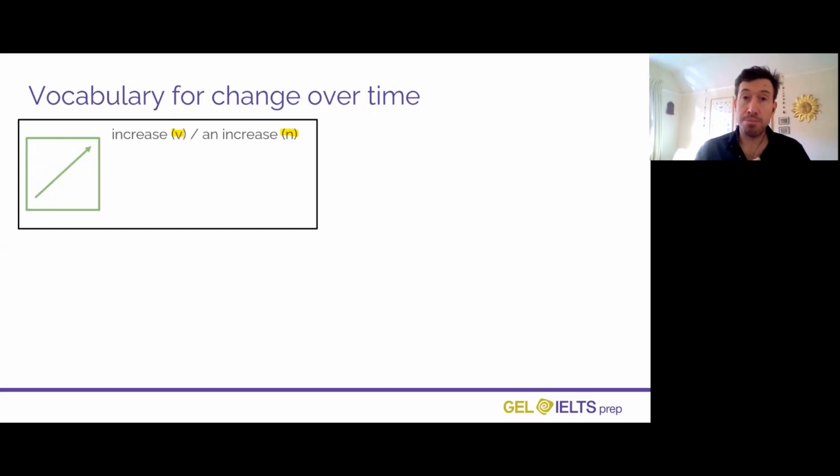Most verbs have a noun as well that you can use. They will be used in different grammatical structures, but we'll look at that in a moment. Other ones: rise is a verb and a rise would be a noun. This means the same as go up. You could say grow, and a growth is the noun. Again, just means go up. And rocket is the verb. Rocket is a little bit different in that it means go up very quickly.